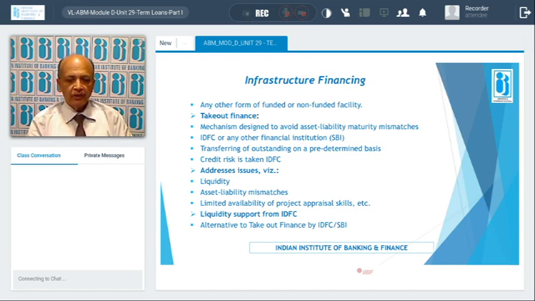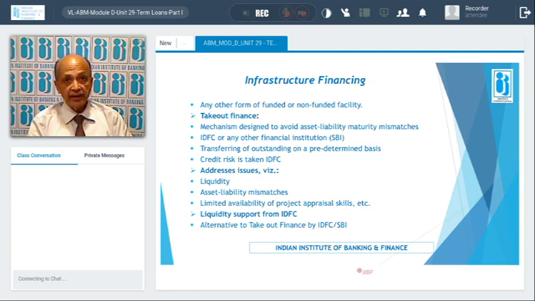The entire outstanding in the books of the lender, that is in the books of the bank, is taken over by IDFC or SBI. It is already fixed at the initial stage itself, on a predetermined basis, at the time of undertaking the infrastructure financing. After 5 years or 7 years, the takeout finance would be there. IDFC, and now State Bank, will take it out on a predetermined basis.